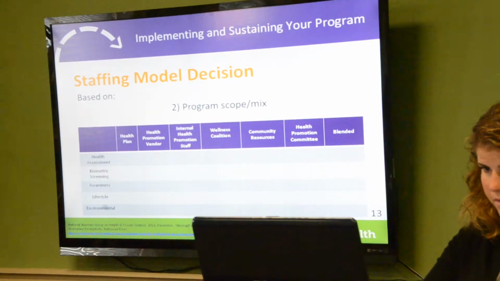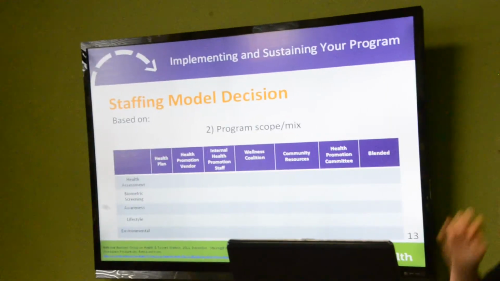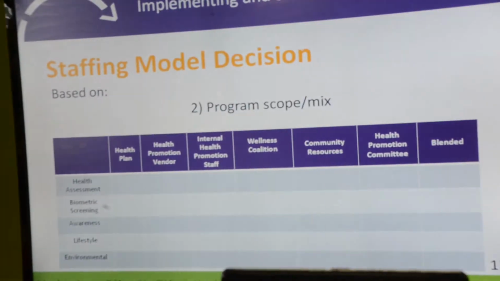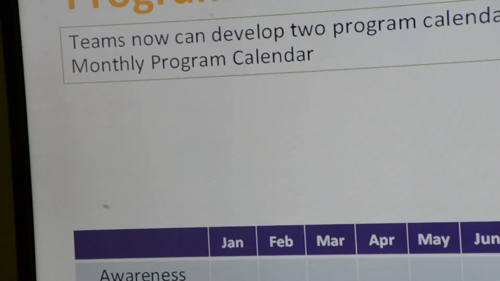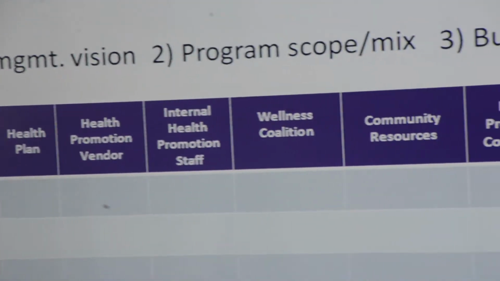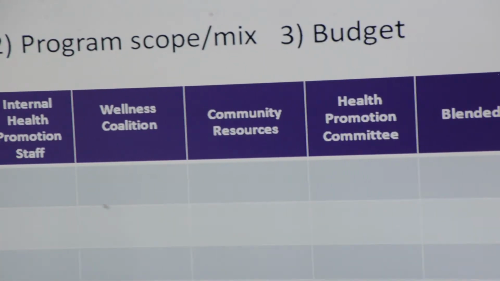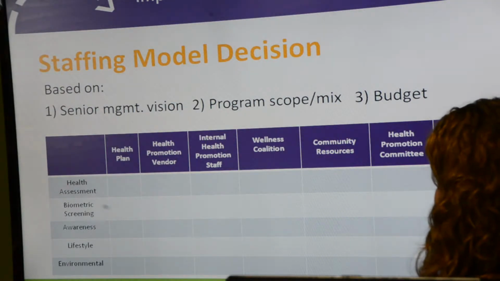Okay, so these are program scopes and mix as far as different models. You have health assessment, biometric screening, awareness, lifestyle, and environmental. What you want to do is make sure that if you decide to implement each of these, they all are measurable, but also who is going to be focusing on each item. So keep that in mind when planning.